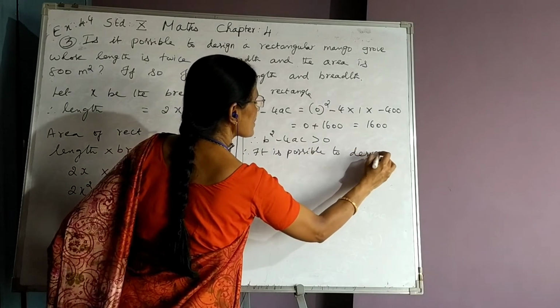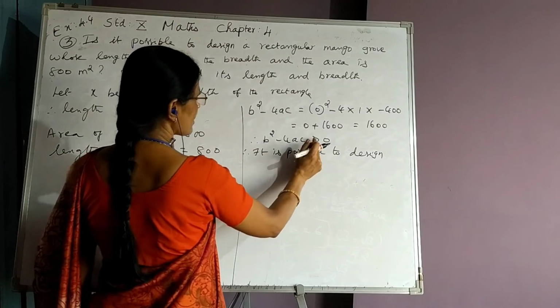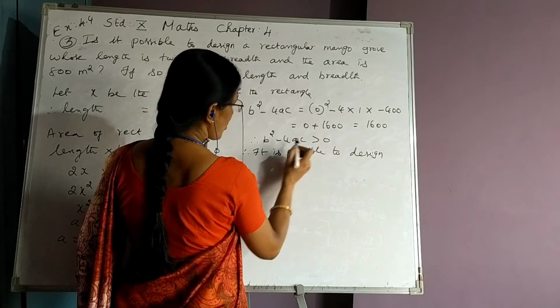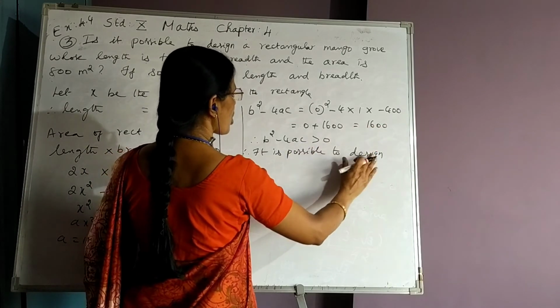So whenever there is a question of possible or not, we should find out the discriminant. Check whether it is greater than 0, equal to 0, or less than 0. Greater than 0 is possible, equal to 0 is also possible. Only when we get a negative number it is not possible.